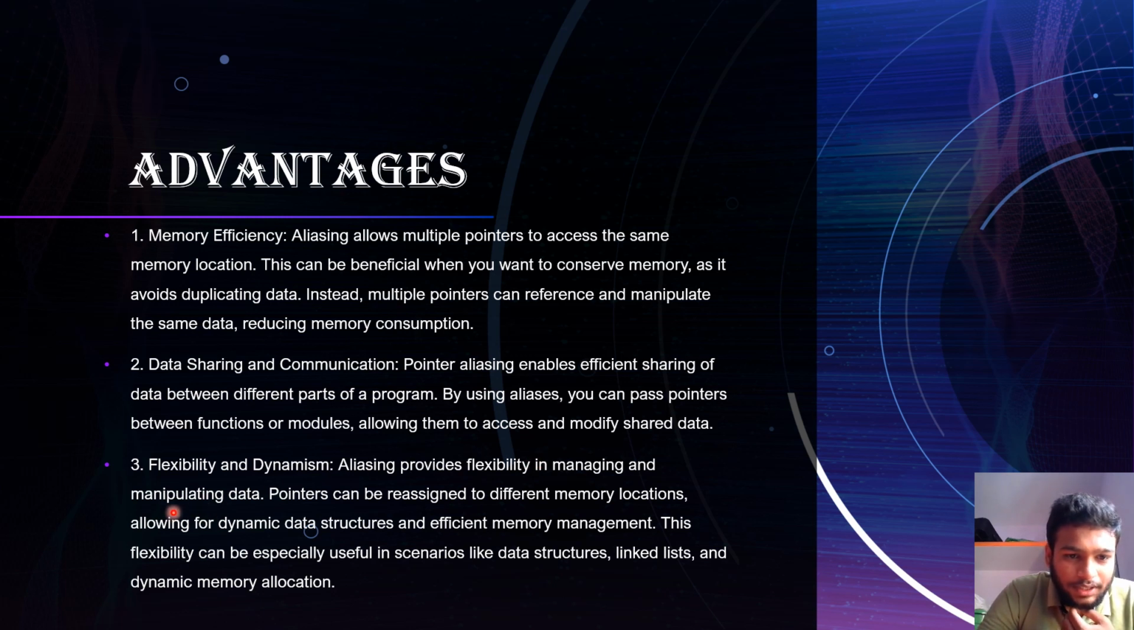Next one is flexibility and dynamism. Aliasing provides flexibility in managing and manipulating data. Pointers can be reassigned to different memory allocations, allowing for dynamic data structures and efficient memory management. This flexibility can be especially useful in scenarios like data structures, linked lists, and dynamic memory allocation.